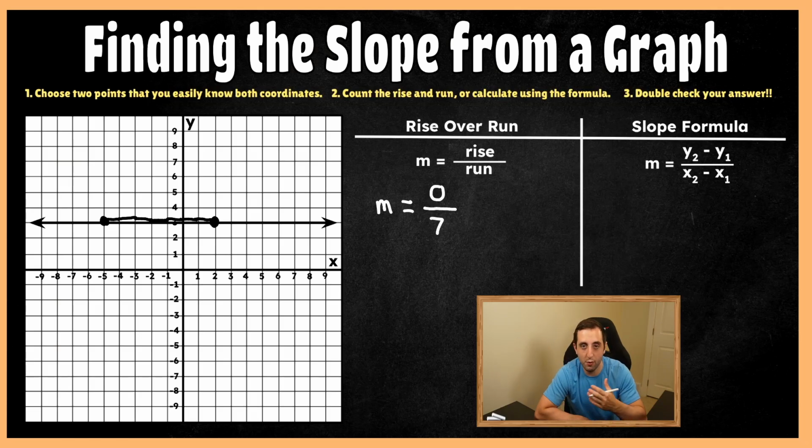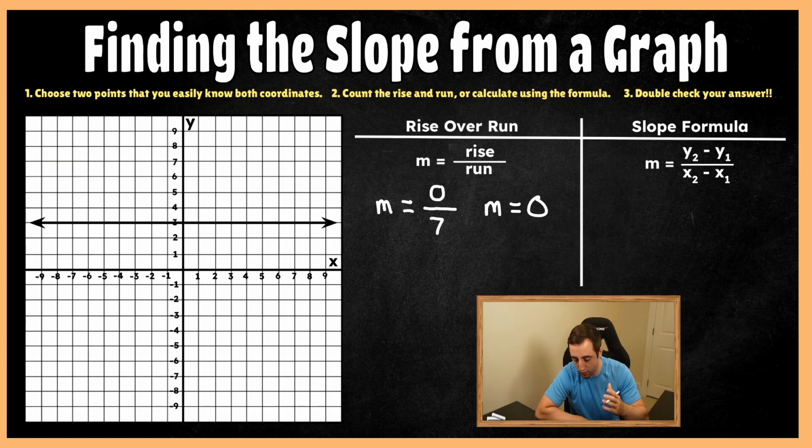Well, 0 divided by 7 doesn't give us undefined, but it does give us 0 as our final answer, which makes sense because this line doesn't have an incline to it at all. There's no steepness to it. It's just like you running on a regular sidewalk with no incline to it whatsoever. So when you have a completely horizontal line, your slope or your steepness is 0. Whereas if it's reversed, it's completely vertical, it's undefined.